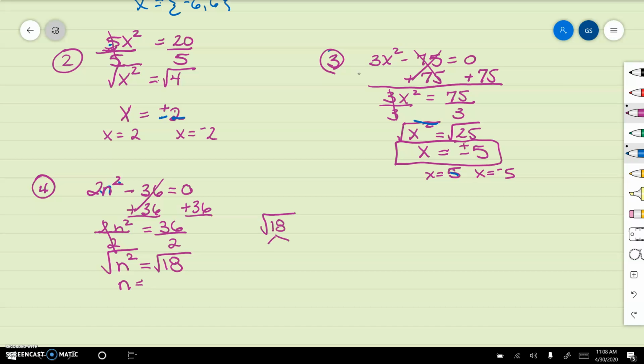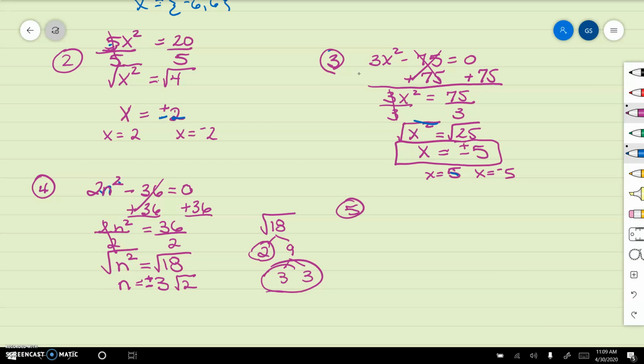So 2 times 9, and we have a bottom one there. 2 doesn't go any further. 3 times 3. Oh, we have a pair of 3s. So if you recall, the 3s come out because it's a pair. The 2 is by itself, so it stays in. And now we have to put a plus or minus in front of it. Okay, so your answer is n can be equal to positive 3 radical 2, or it could be equal to negative 3 radical 2.